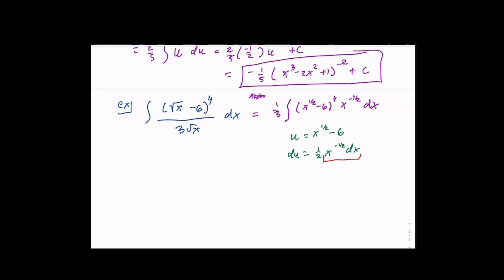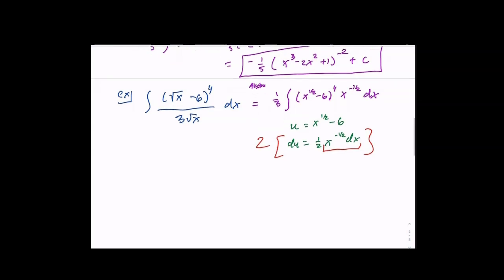So what does it become? I know the 1/2 cancels out, so you multiply everything by 2. Yep, so what do I get? You get 2 du equals, would it be 2x to the power? No, the two cancel each other out, so you get x to the negative 1/2 dx. You're not going to get any constant here. Remember, the goal for us is always to get the x terms by themselves.